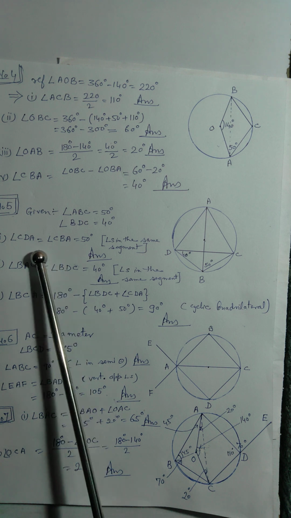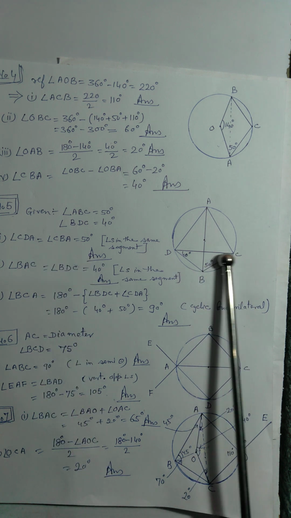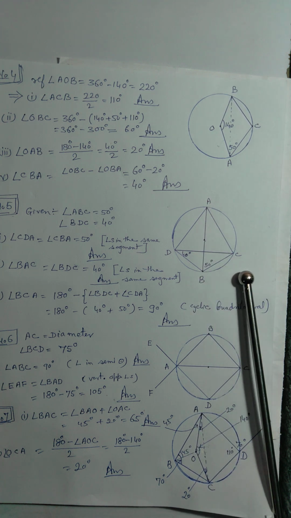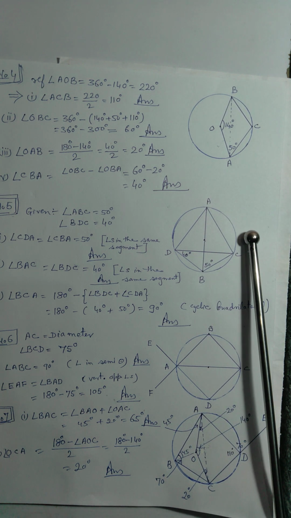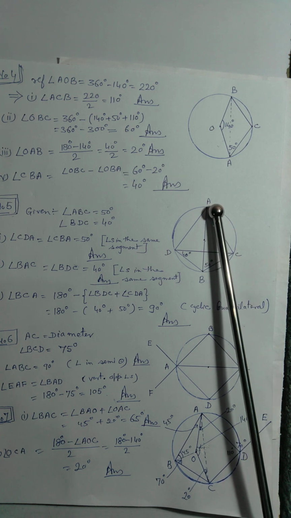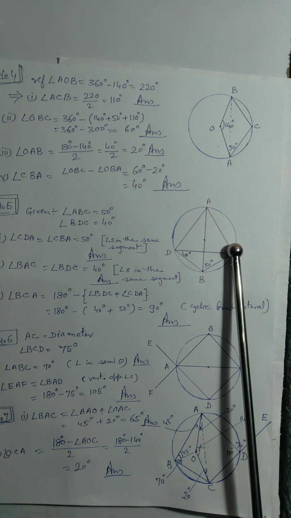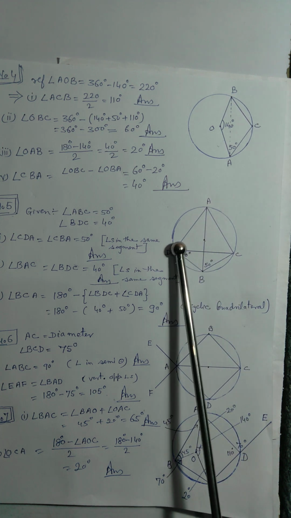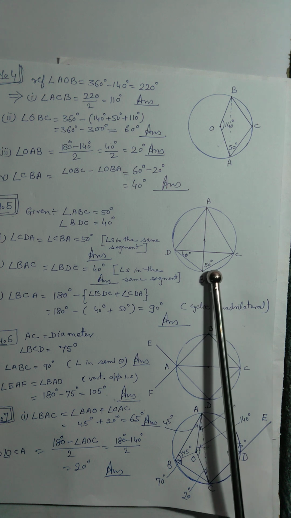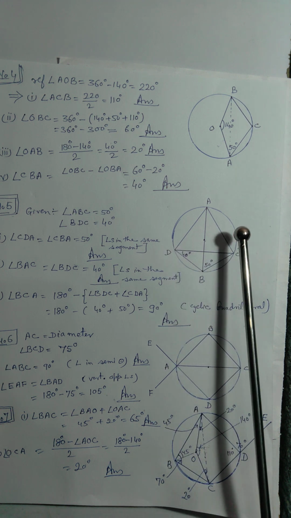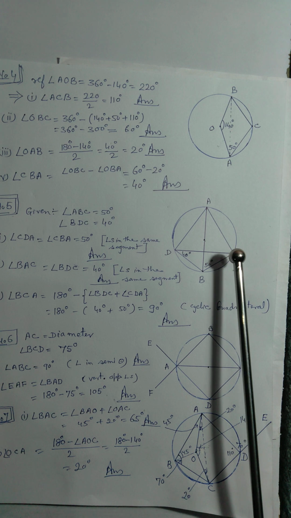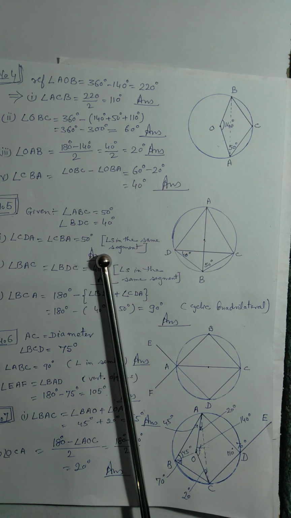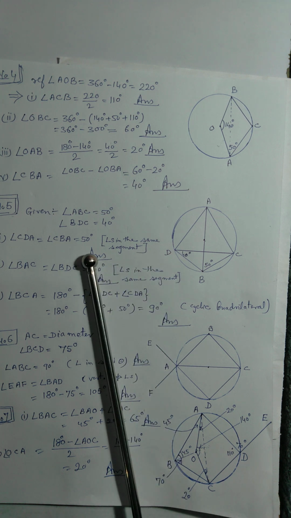Now you see the CDA and CBA, both angles are subtended by the same segment of the circle, that is AC. This segment, you see, CBA and CDA, these two angles are angles subtended by the same segment, must be equal. So the CDA will be also equal to 50 degree. Angles in the same segment, 50 degree.